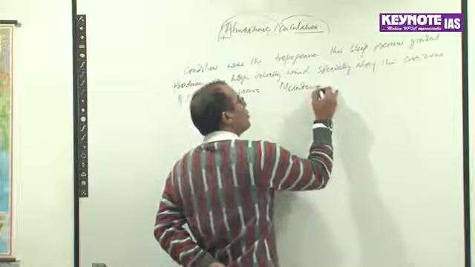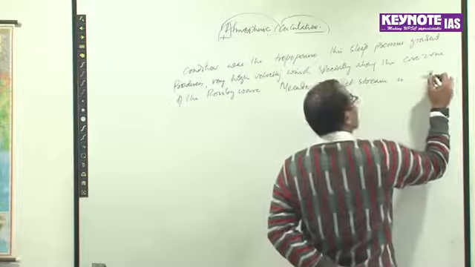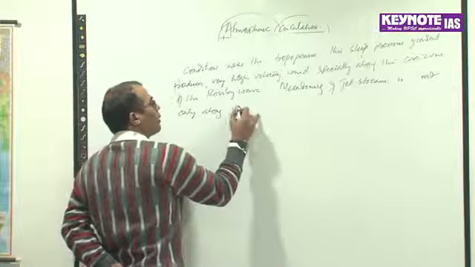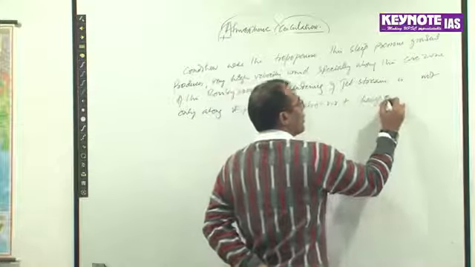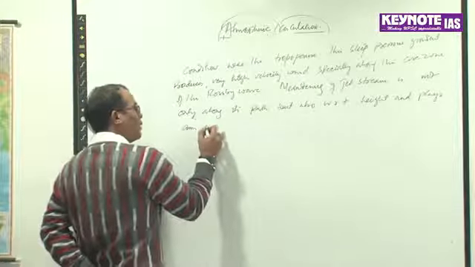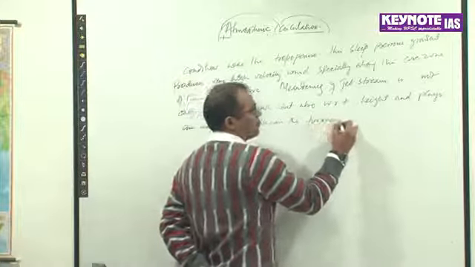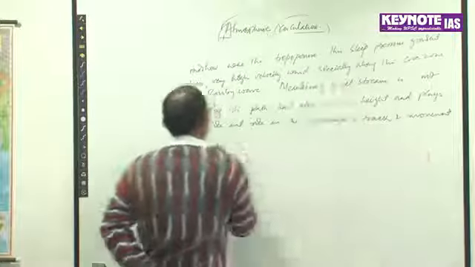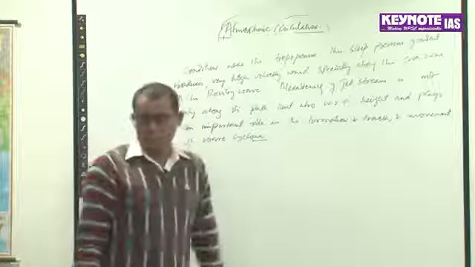Meandering of the jet stream, not only along its path but also with respect to height and place, plays an important role in the formation, track and movement of wave cycles.